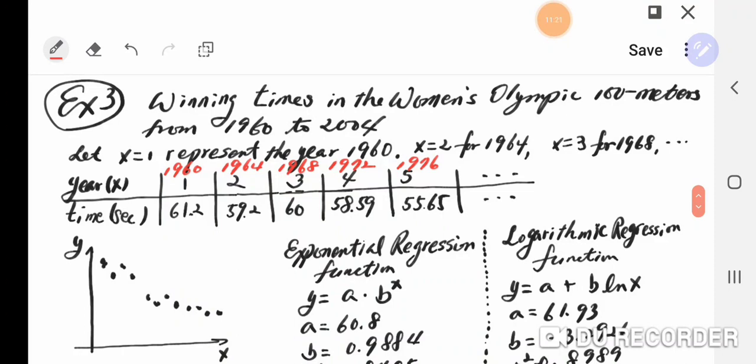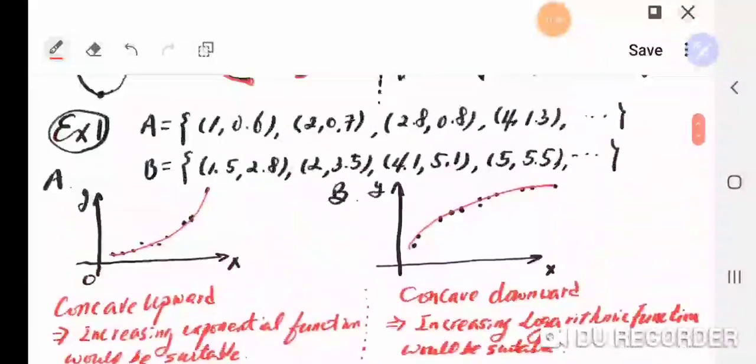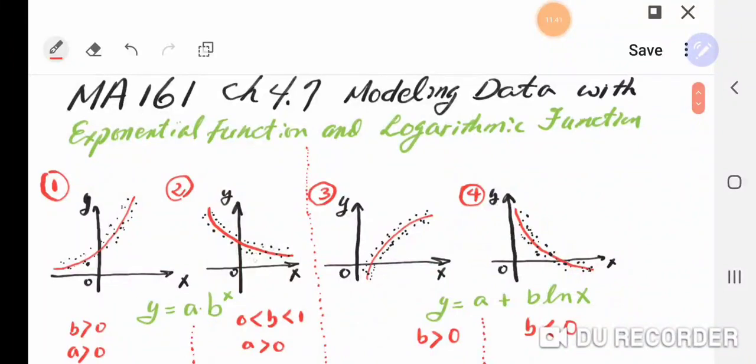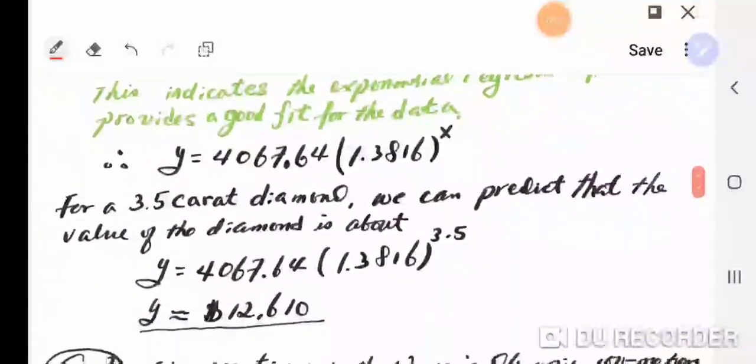Based on this, once we plot the data, it looks like this graph. It is concave down, and we can try whether it is an exponential form. If we go all the way up, concave down, the graph can be number 2 or number 4. If it's number 4, that is a decreasing logarithm function, or a decreasing exponential function. So let's try both the exponential function and the logarithmic function.